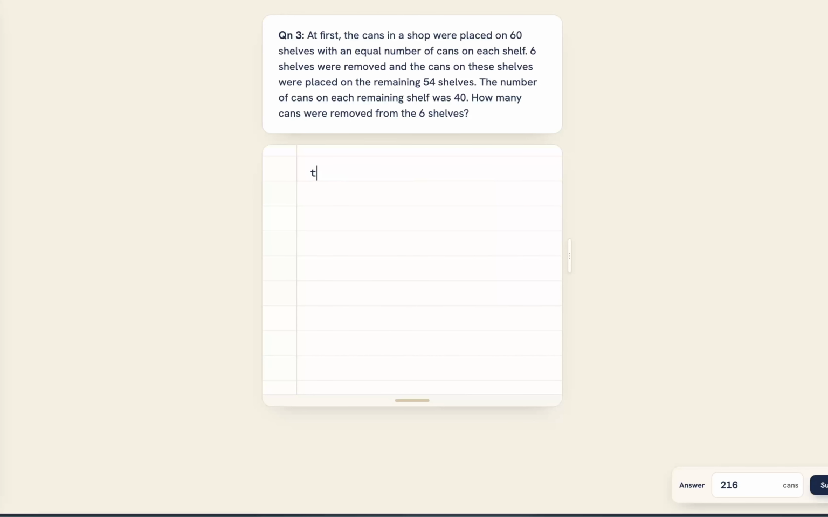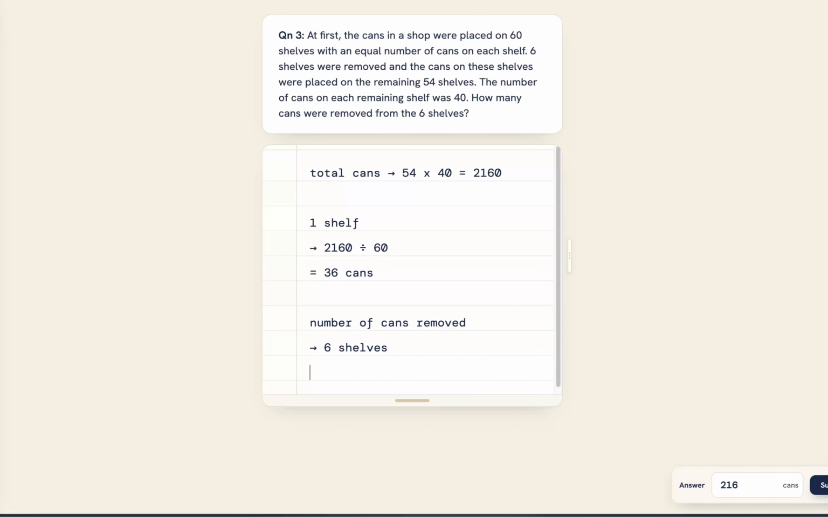So that means the total is equal to 54 times 40, not 60, and this will be 2160. So this is the total number of cans. Then one shelf would have 2160 divided by 60, which in this case is 36. So one shelf had 36 cans. Then the number of cans removed in the 6 shelves is 6 times 36, and this will be 216. There you go.